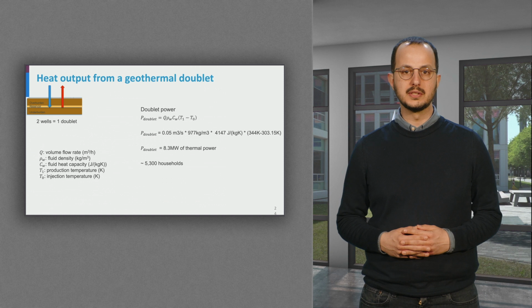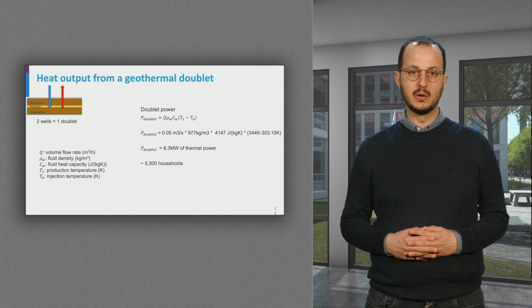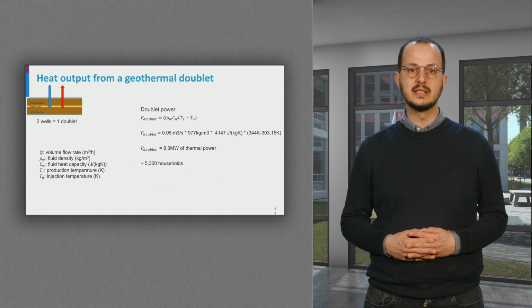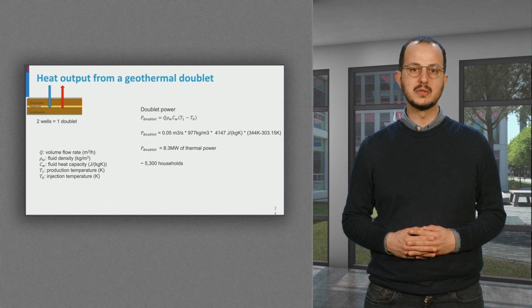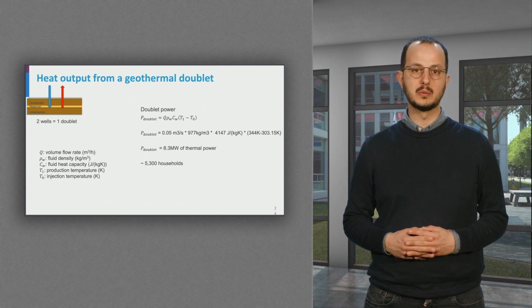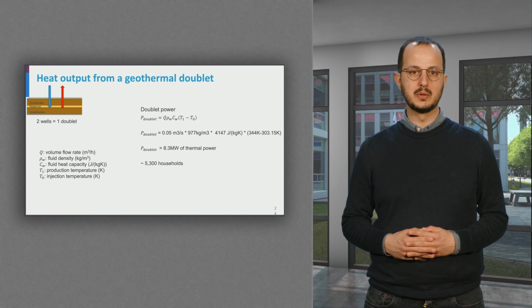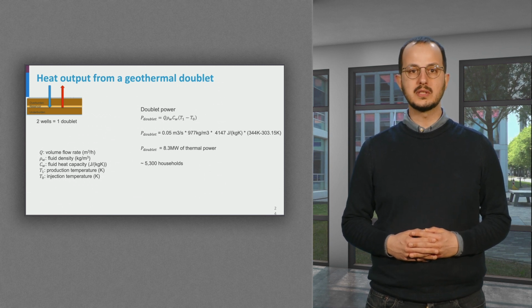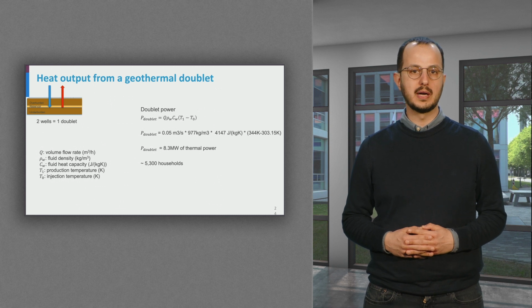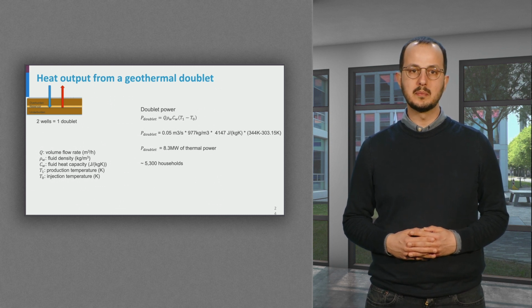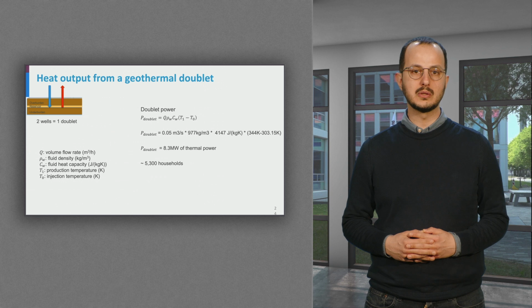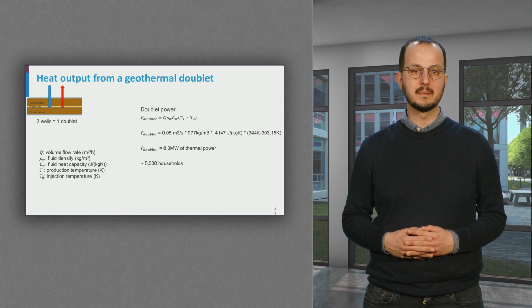Using the power equation, which is based on volume flow rate, the fluid density, fluid heat capacity, and the temperature difference between the production and injector well, we can see how much power we can produce. From the previous example, if we plug in the numbers, we get 8.3 megawatts of thermal power. This is sufficient to supply about 5,300 households in the Netherlands with heat.